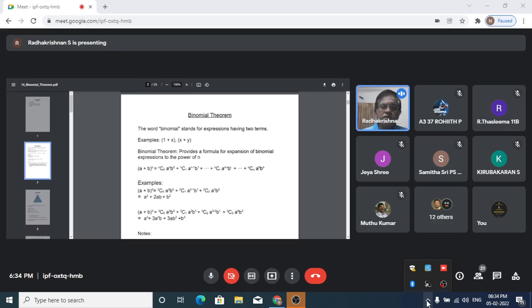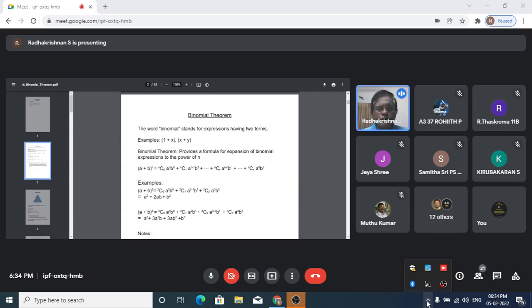So it is very easy to remember because it's just nCr into a to the power of n minus r b to the power of r. So that is all you have to remember. Then substitute r equal to 0, 1, etc. You can write down each of the terms quickly. இப்போ ஒரு எக்ஸாம்பிள் பார்ப்போம்.